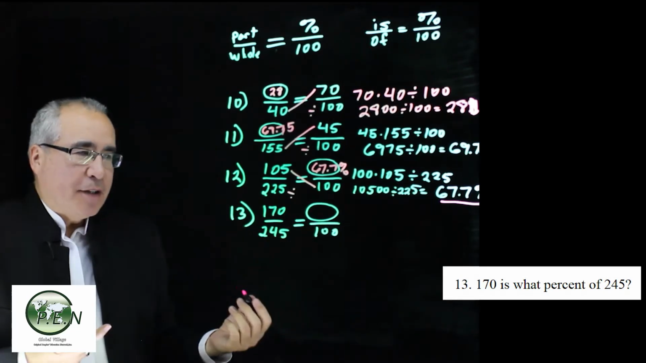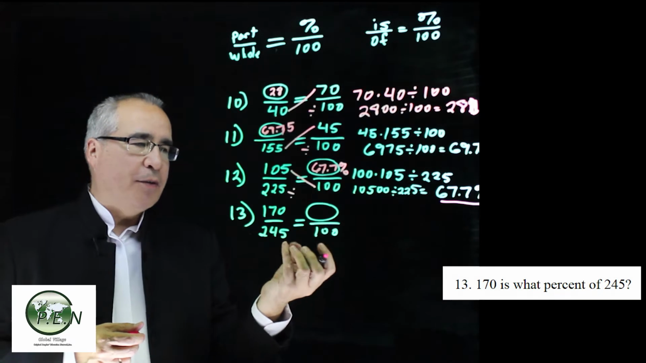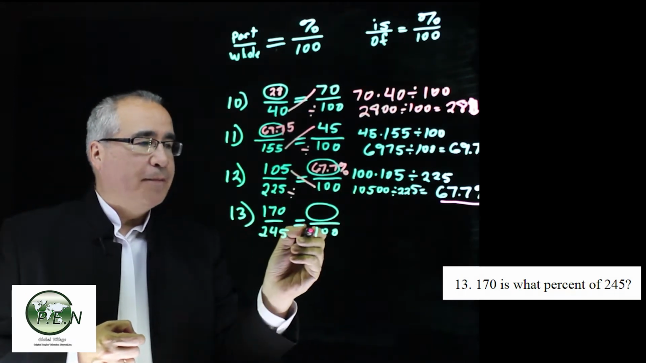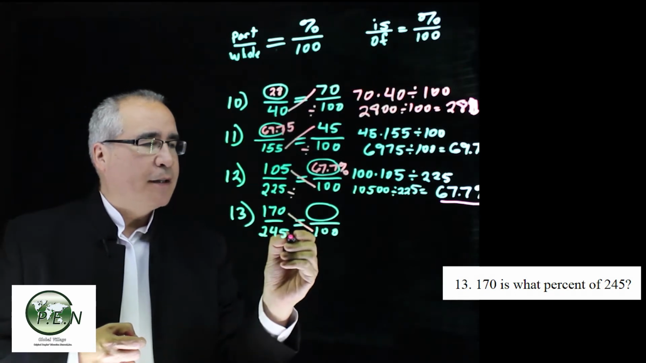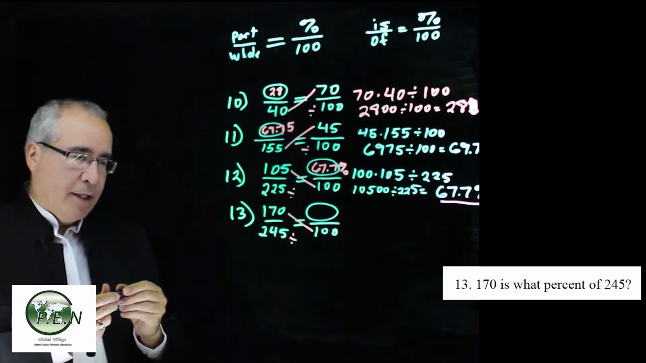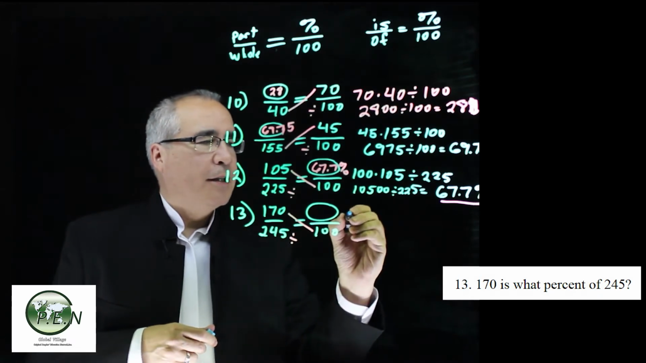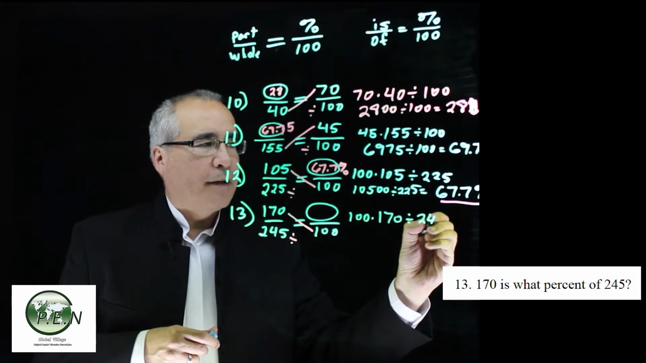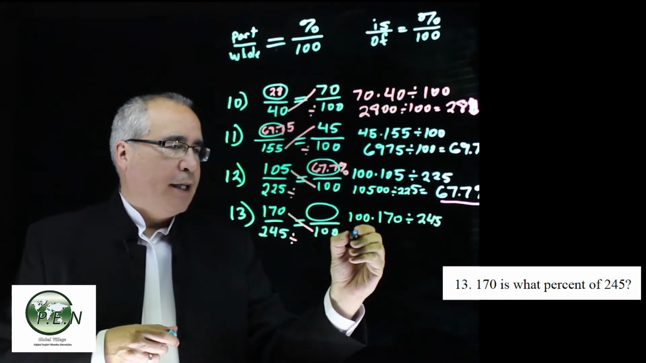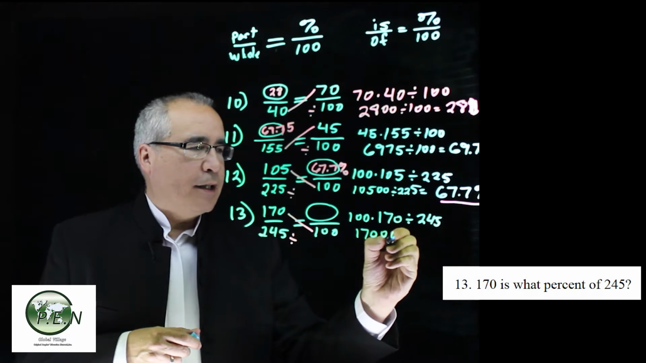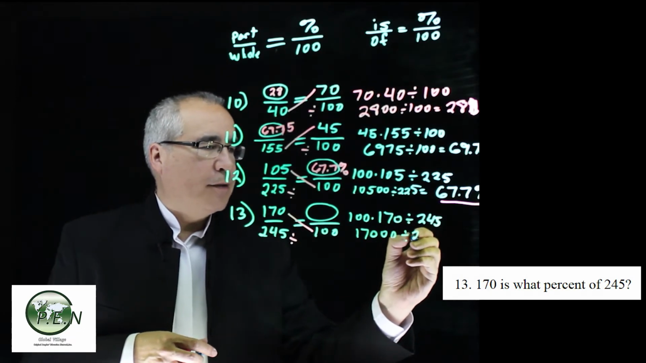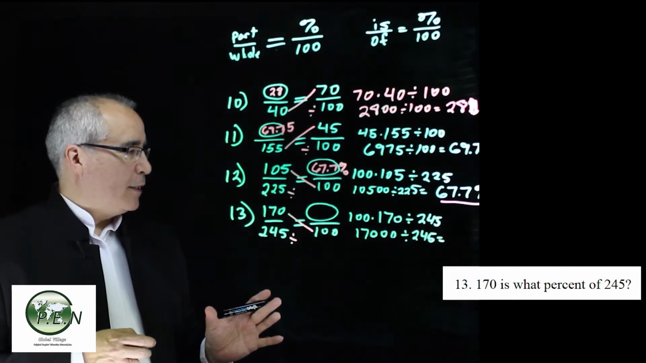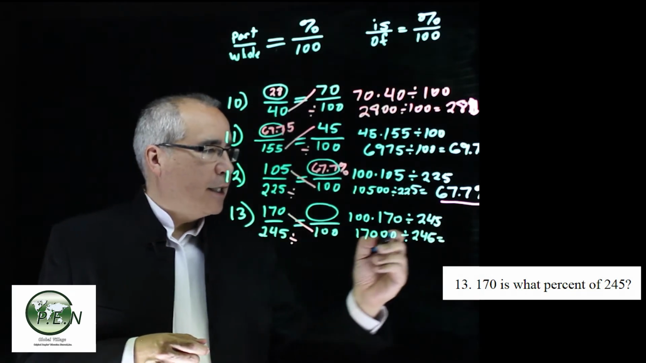And you can pretty much consistently count on those words. Sometimes I won't use the word is, but you have to switch over to the part and the whole. Anyway, 100 times 170 once we get it set up, and then we divide by the odd one out. So 100 times 170 divided by 245. That gives us our answer. 17,000, and then we divide by 245. And let's see, when we do that, we get the answer 69.4.